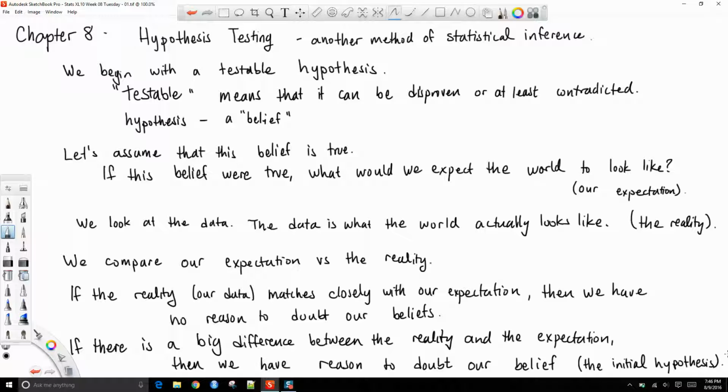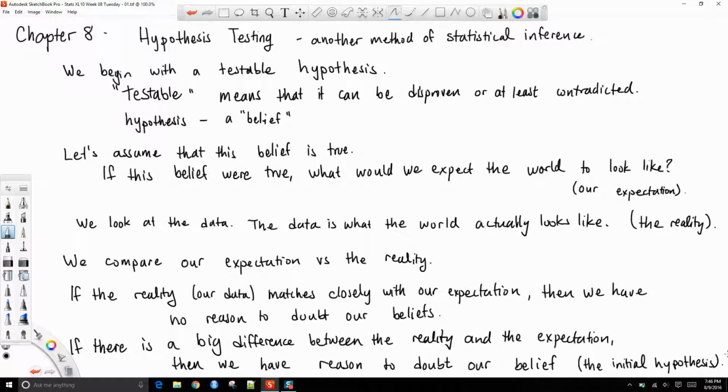And so in statistics, we're going to start off with kind of this initial belief, right? And it's going to be a little bit more boring with numbers and whatnot. But we're going to say, if this were true, then we expect our data to look a certain way, okay? And if the data ends up looking similar, okay, maybe it's not going to look exactly like it, but if it looks pretty similar to how we expect, then we have no reason to doubt that, okay?